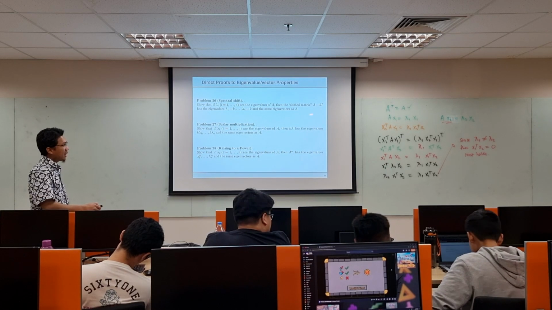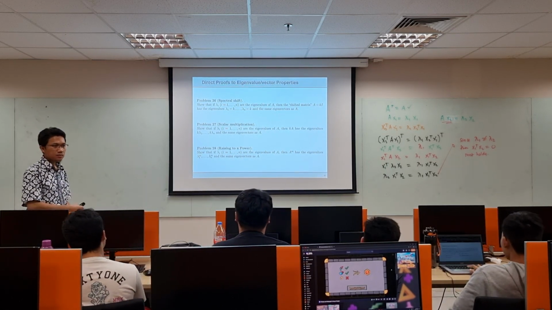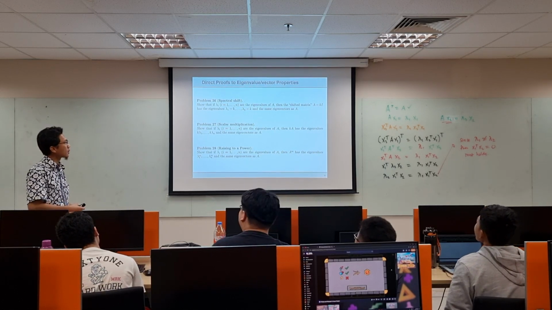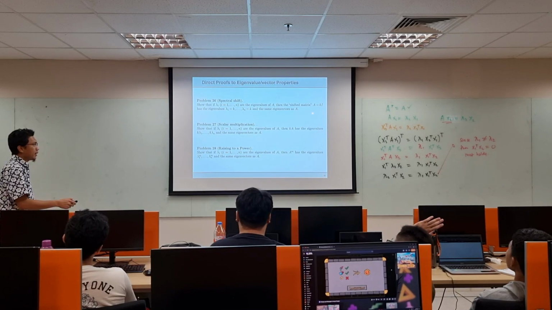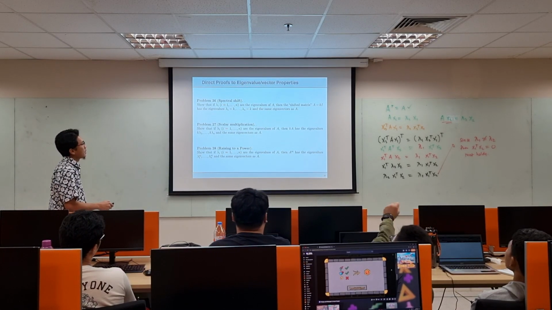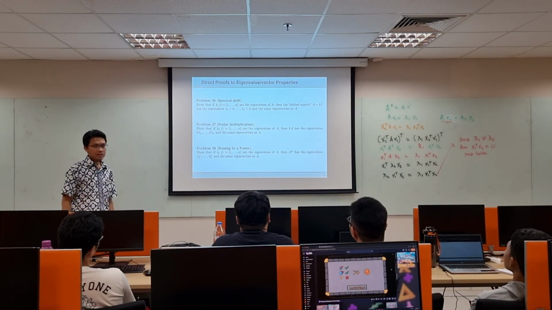Okay, any idea how to show the spectral shift? Just circle. If we shift the matrix by A minus kI, then the eigenvalue will be this one, and then the same eigenvector.